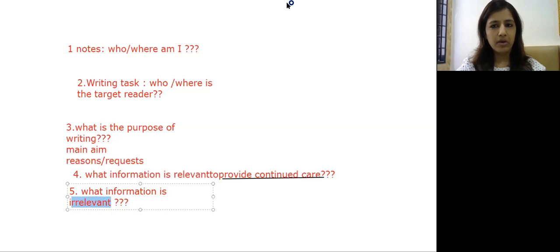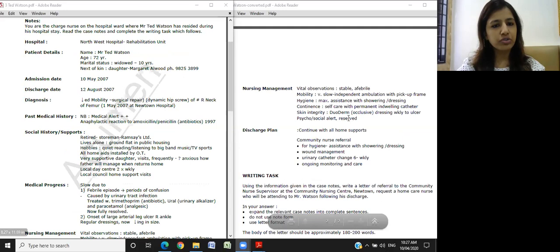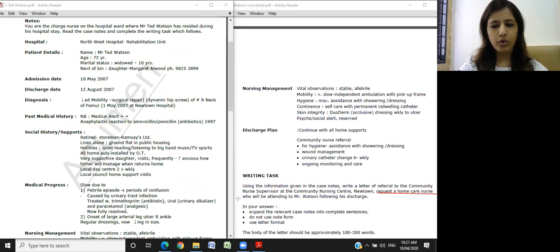So now it is on you. I'm going to share the whole screen, okay? And I want you to decide for yourself, what information do you think will be required for the target reader who is a community nurse supervisor? What are they going to do? They are going to arrange a home care nurse who will be visiting the patient following his discharge. So read through the case notes once and then we will discuss this further.